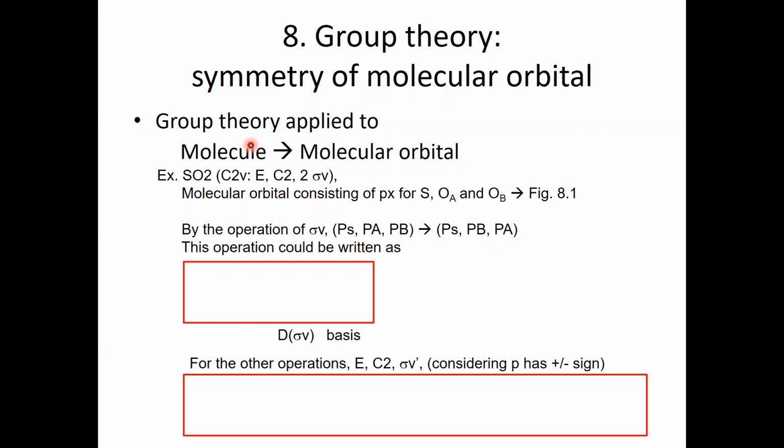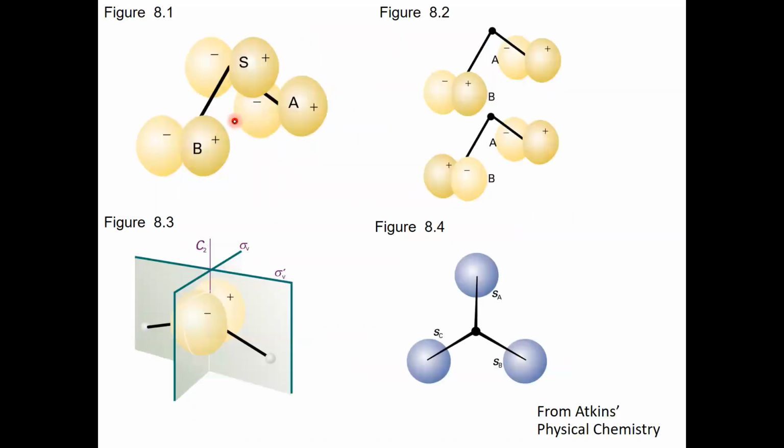Okay. So let's take an example of the SO2 case. SO2 has a similar type of molecular symmetry as water, right? Which is categorized into C2V, meaning it has symmetry operations of E, C2, and 2 sigma V. So which could be shown here. S and 2 O's, the O's are indicated as A and B, right?